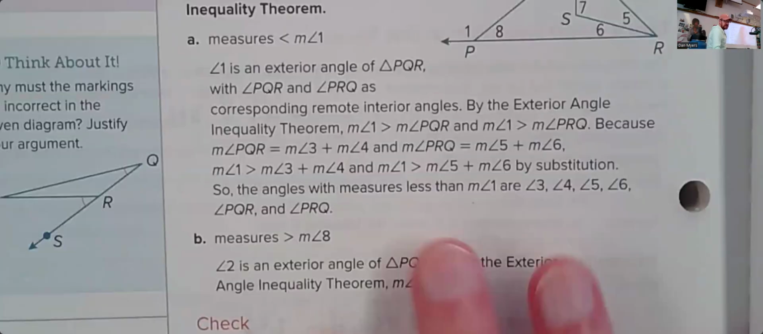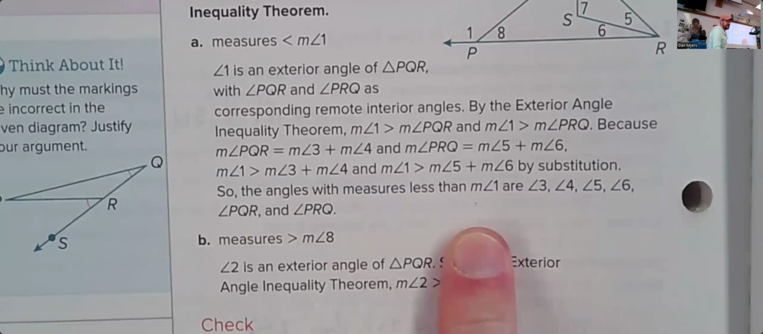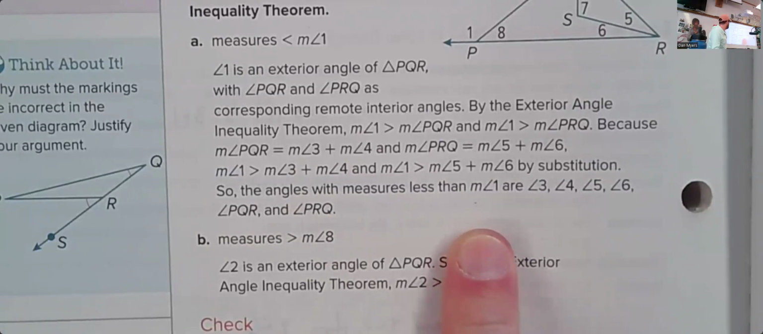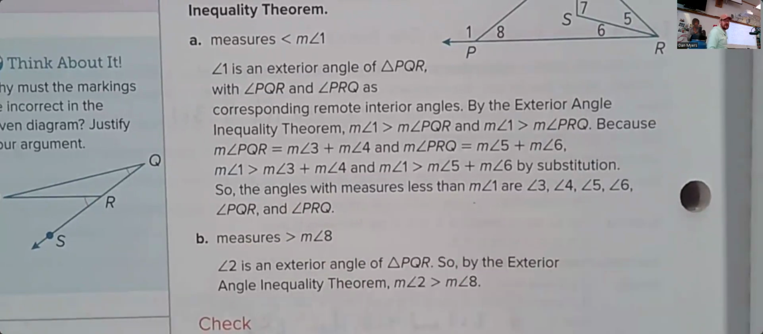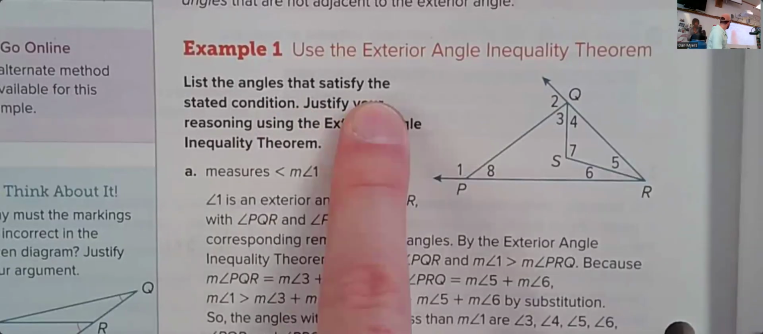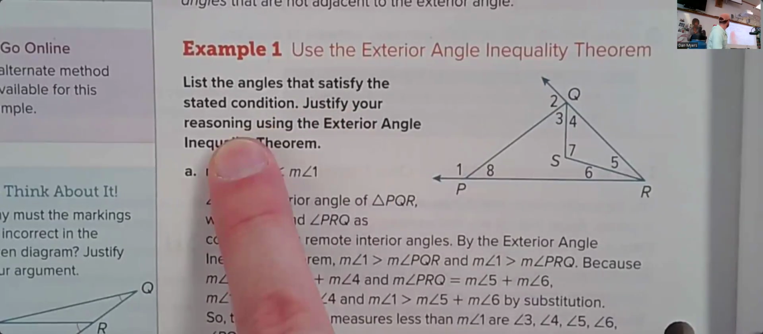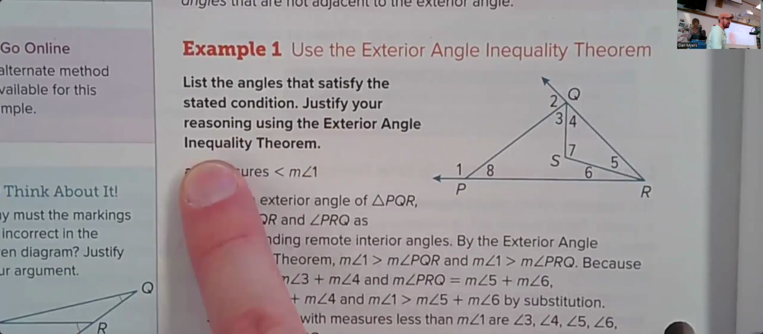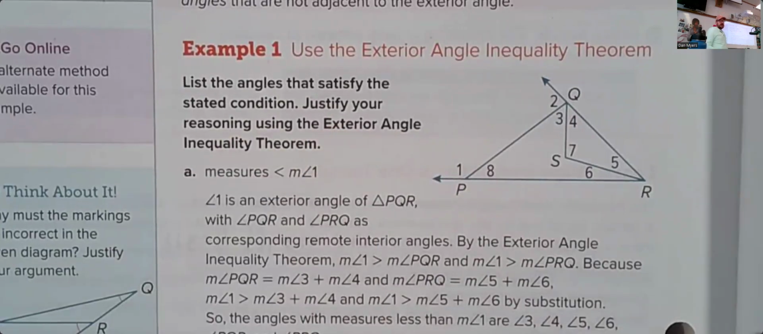By the way, the words here are a lot more detail than what I'm going to need you to write down when you do problems like this. I'm just going to let you know that up front. You can use a lot less reasoning than what they're describing here. So, list the angles that satisfy the stated condition. Justify your reasoning using the exterior angle inequality theorem. So all of the measures that are less than angle 1.